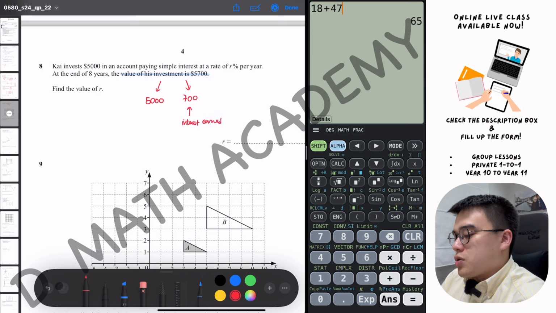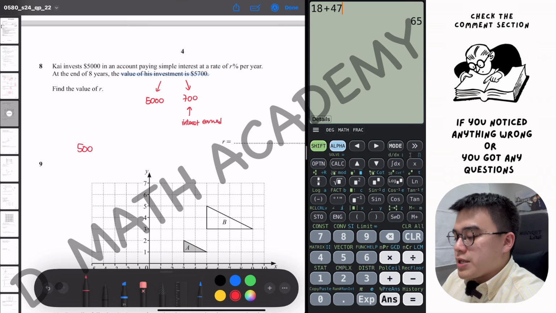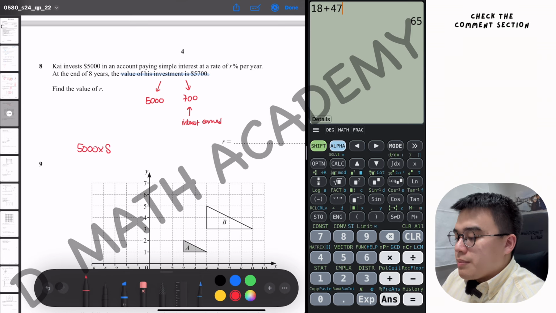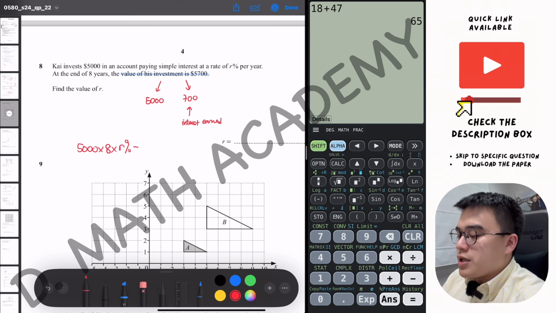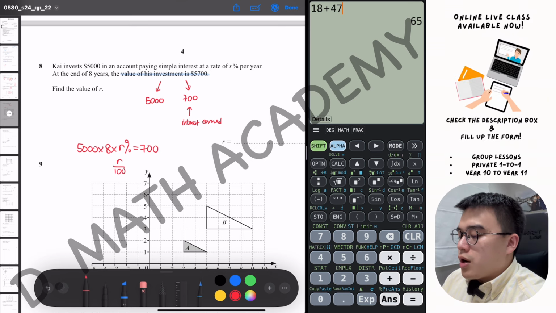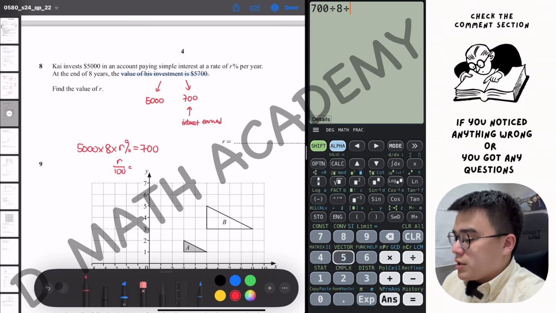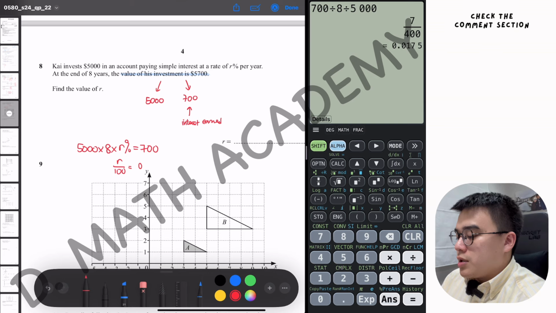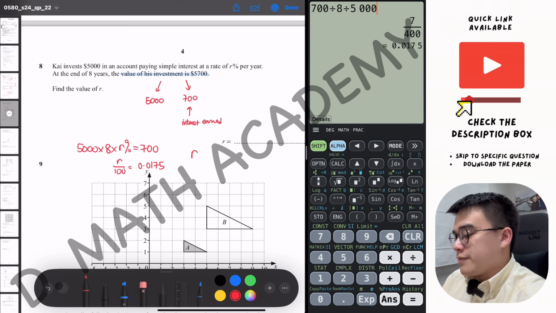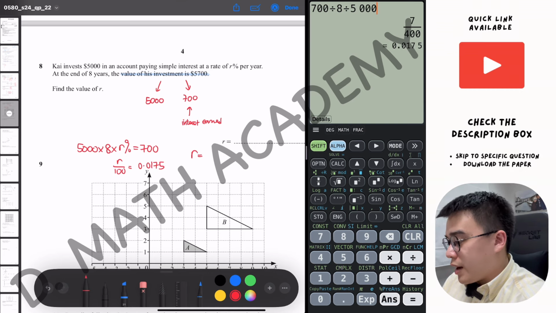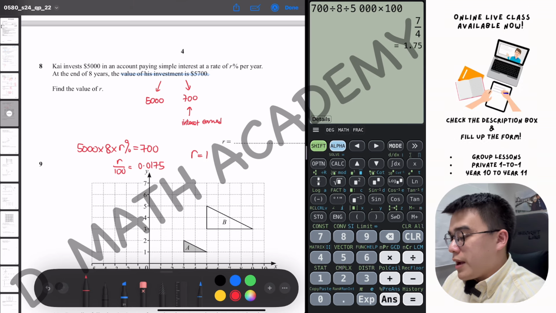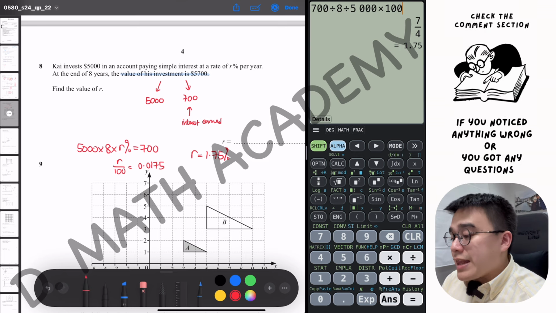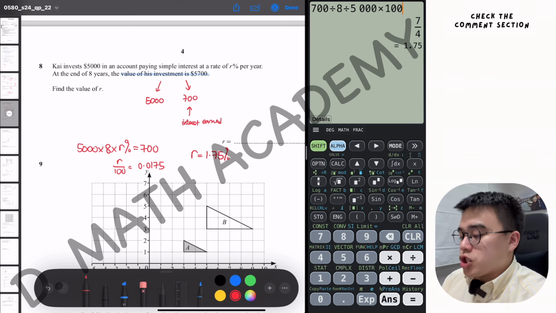So your simple interest formula goes by taking the capital times the amount of years and then the percentage, making it 700 as your interest earned. So R over 100 equals 700 divided by 8 divided by 5,000, you will get 0.0175. And when you make it the subject, it's going to multiply by 100, hence the result of 1.75% as your question 8 answer.